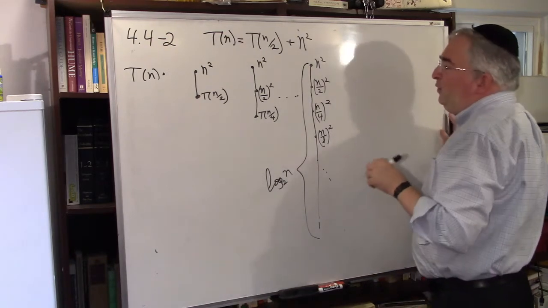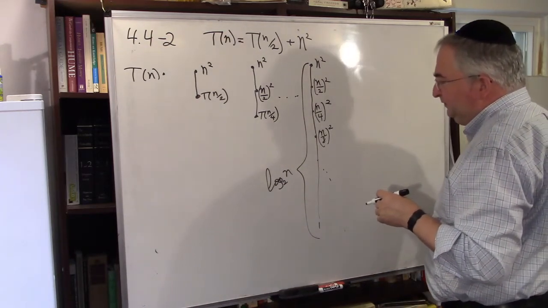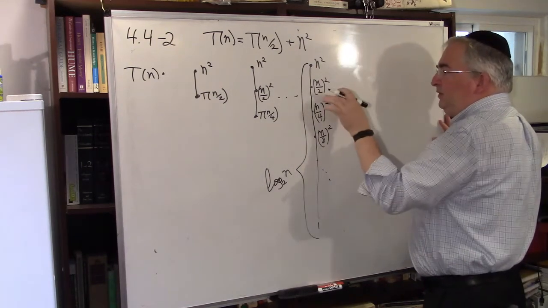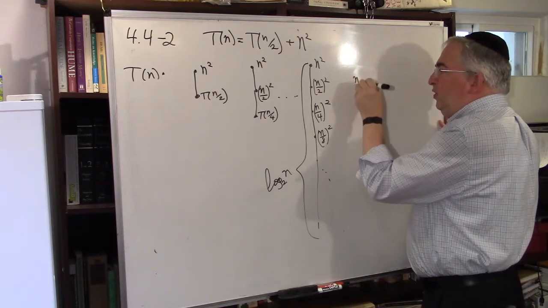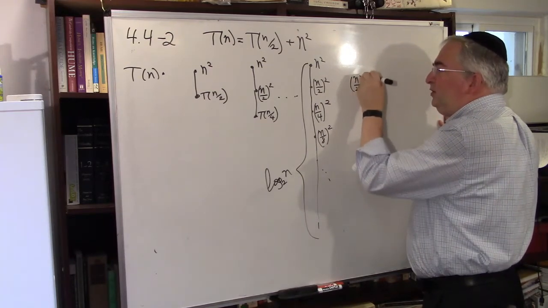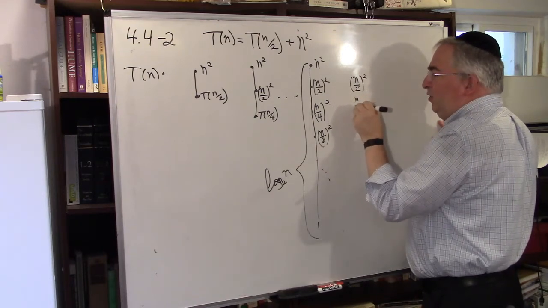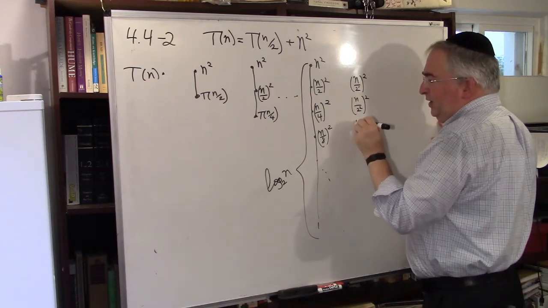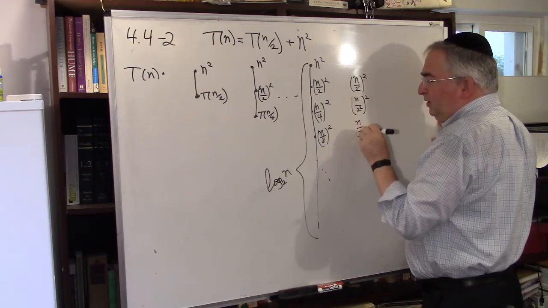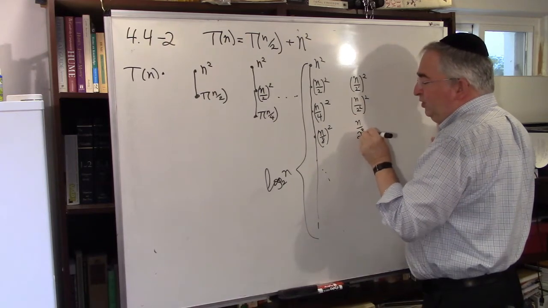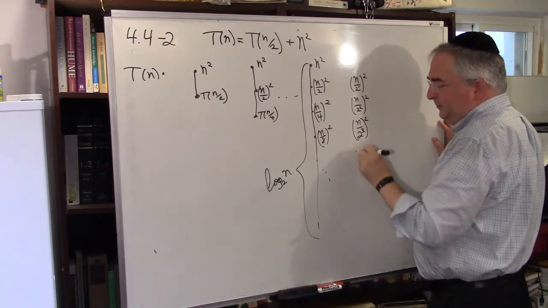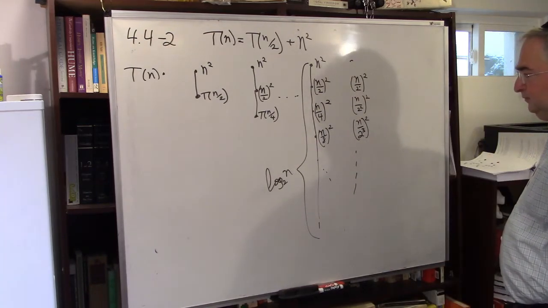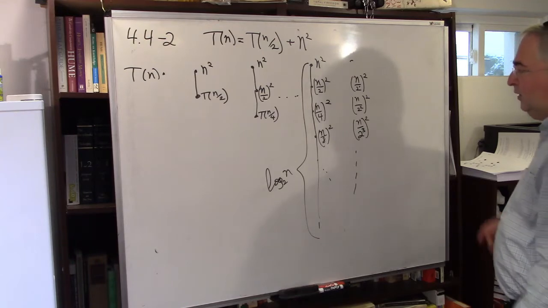Now we're going to have to find some patterns here of what it looks like. So this is n over 2 squared, and this is n over 2 squared, squared. And then this is n over 2 to the 3rd squared, dot, dot, dot. Okay, great.